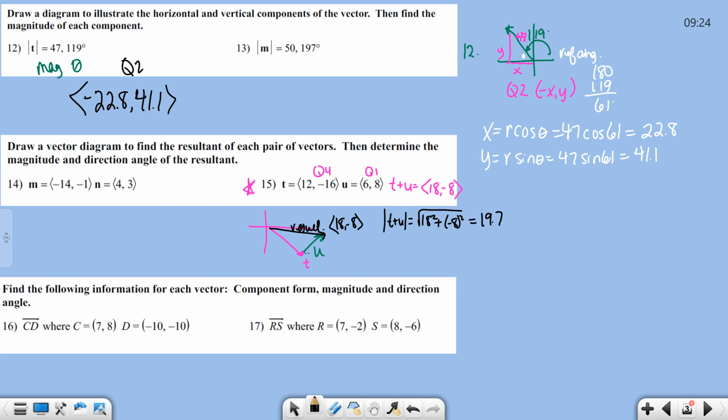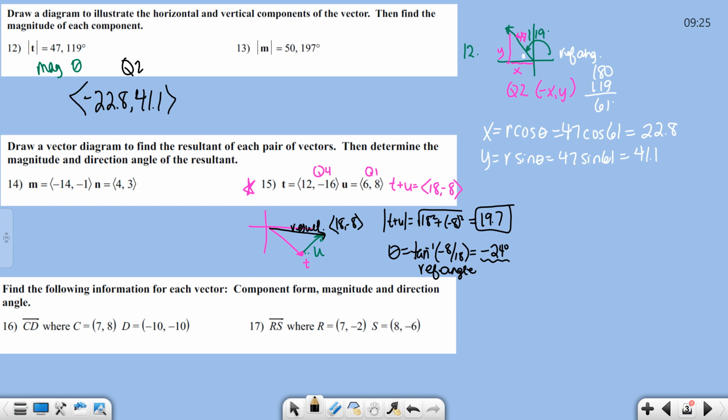So that's the magnitude of that resultant vector. If we want to find the angle, we are going to do tangent inverse of negative 8 over 18. Remember, this is giving us only the reference angle, and that is because we are in quadrant 4. So that gives us a reference angle of negative 23.96. I'm just going to say negative 24 degrees. The answer key is going to be a smidge different. It'll be a little more precise.